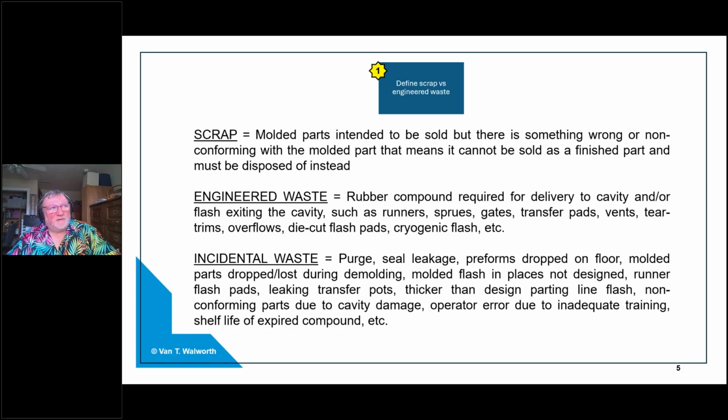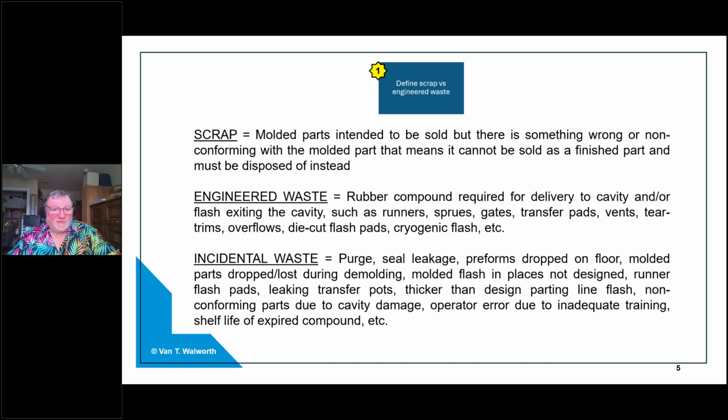There are parts that are lost during demolding. There are parts where you have molded flash in places. Sometimes we design our molds so that we have flash in certain places. We can tear it off with tear trims, or in some spots there's not supposed to be any flash at all. Not necessarily flashless molding, but it's just not supposed to be flash at that construction line. And over time, there ends up being flash at that construction line, and then you have to spend time and effort and money to remove that flash. And so that's a form of incidental waste that you really would rather not have.